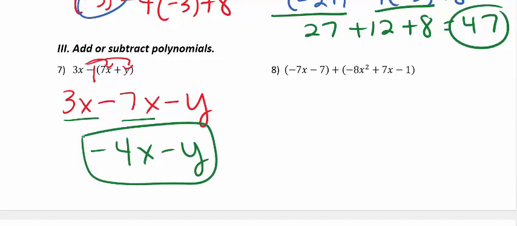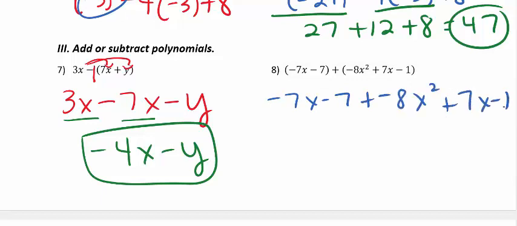And the next one here, we have parentheses, but we have no number in front. It would just be a 1 in front of both of those parentheses, and this is a plus 1, so it doesn't change anything inside the parentheses. So we can just rewrite it without parentheses. And now we're going to combine like terms.